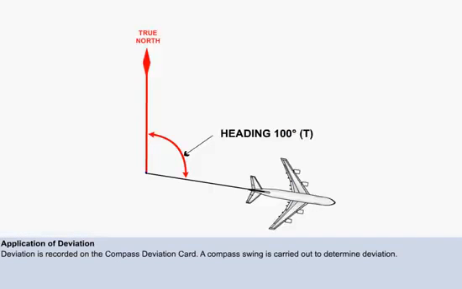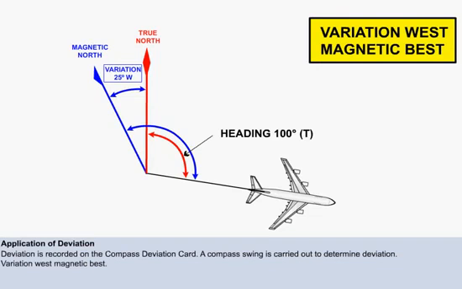Consider an aircraft on a true heading of 100 degrees. We will use a variation of 25 west. Variation is west, so magnetic will be best. We add 25 degrees. The magnetic heading will therefore be 100 plus 25, 125 degrees magnetic.